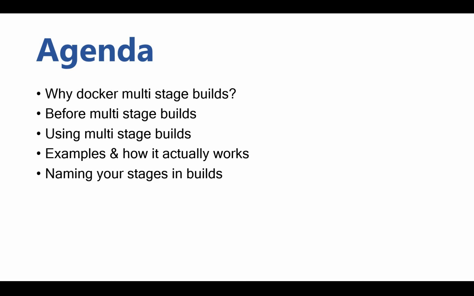So we'll touch upon that and we'll also talk about how it was before a multi-stage build. If you don't use multi-stage build, how you usually can build your Docker images. And we'll also talk about using multi-stage build, so how you move from the normal Docker builds to multi-stage builds. We will do it with examples and show how it actually works, the complete details, how it was before multi-stage build and how it will work after. And we'll also see how you can name your stages in the build. So this will be the agenda for this tutorial.